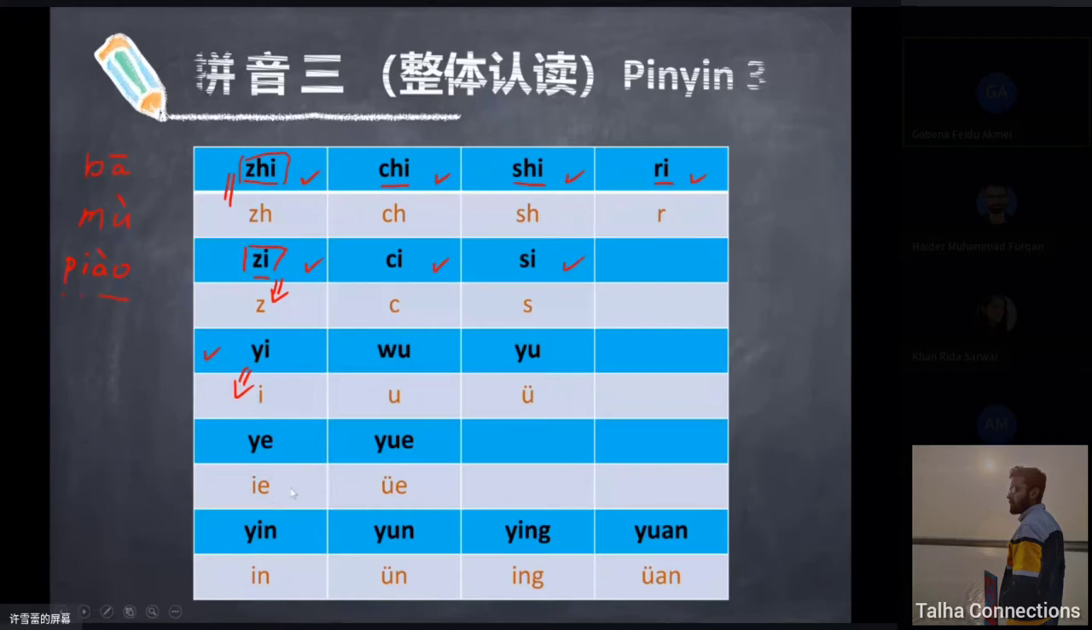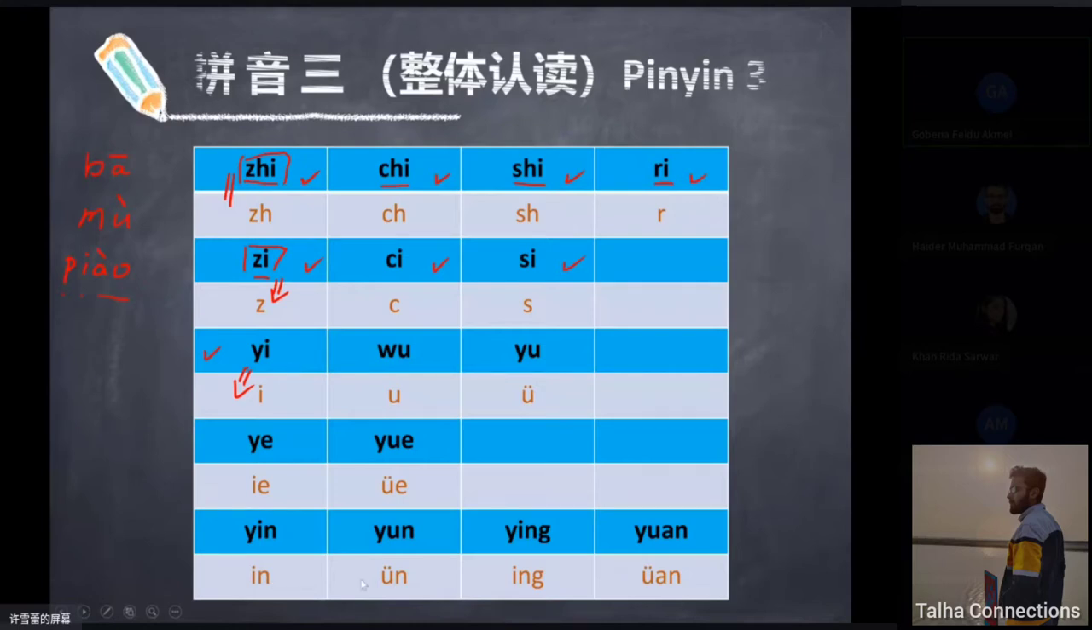Next, two more. We have the initial y and the final e, so we use its sound to pronounce this syllable, ye. This syllable is also read ye. And we have the final üe. This syllable is also read yue. Follow me, yue, yue.